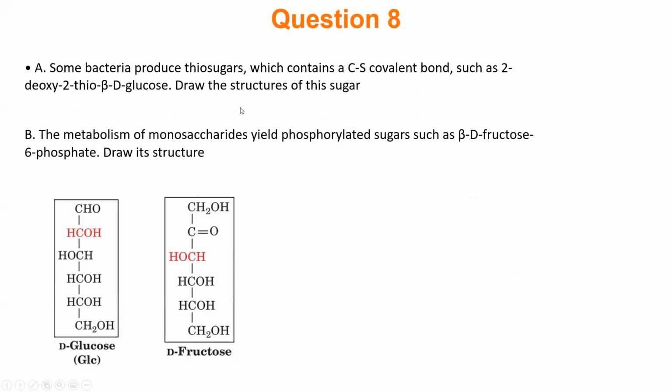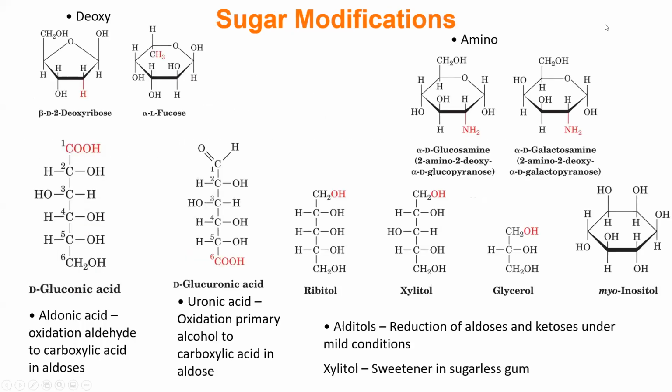And let's talk about sugar modifications now. Inside the cell, you're not just going to have sugars that aren't changed. The cell makes tons of changes to your sugars, some of which you already probably know. So at position 2, if you take an OH and replace that with a hydrogen, that's called deoxy. So that's a deoxy sugar. If you remove the OH from carbon 6, you make what's called fucose.